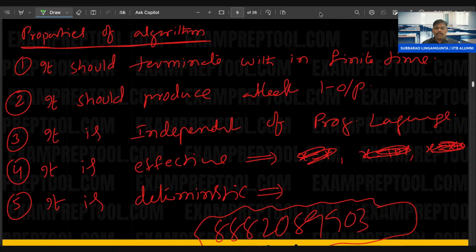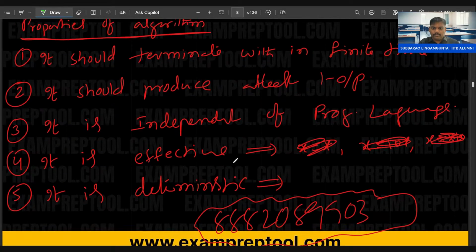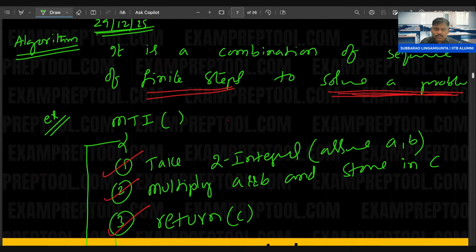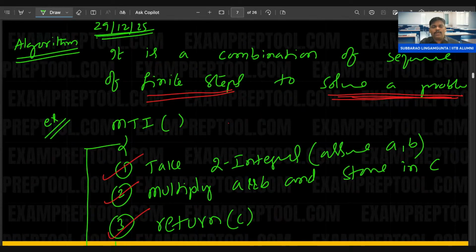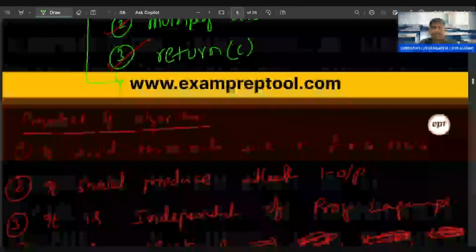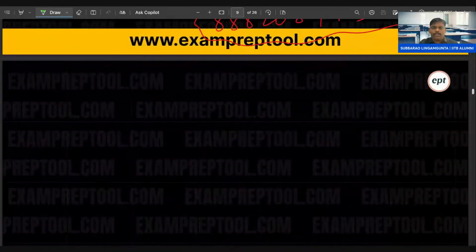Good evening. In the last class, we covered the properties of algorithm. That was yesterday's class, 29-12-25. I gave the definition, an example, and said the properties.